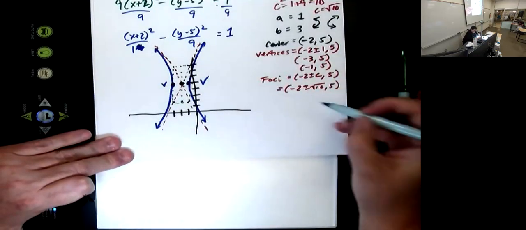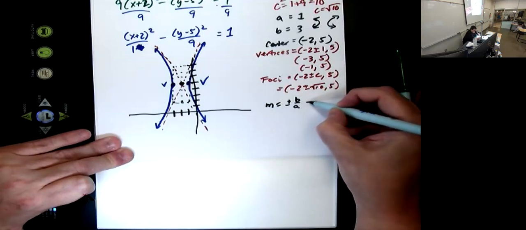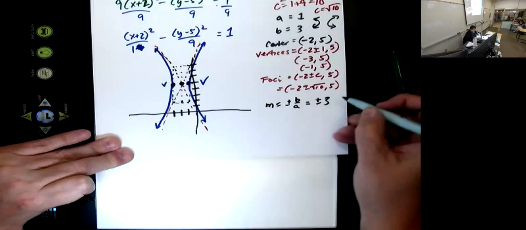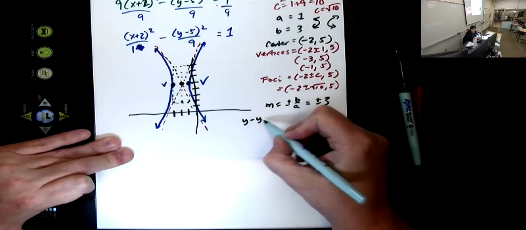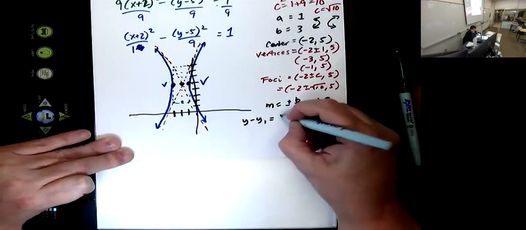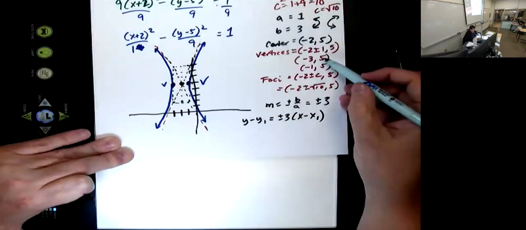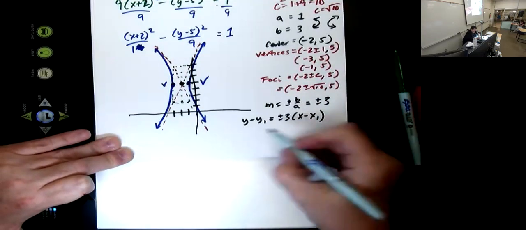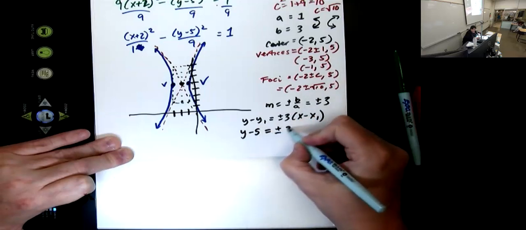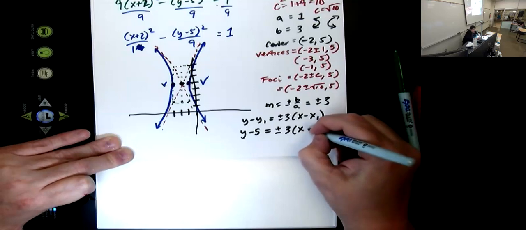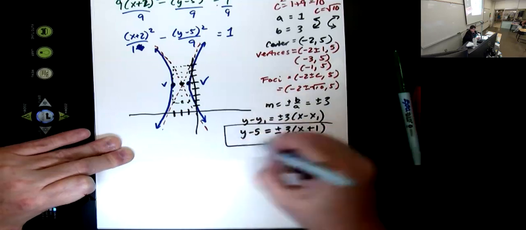My slope for my asymptotes is plus or minus b over a, which is plus or minus 3. So we're going to do y minus y1 equals plus or minus 3 times x minus x1. We'll pick a vertex. -1, 5 looks good. Y minus 5 equals plus or minus 3 times x minus -1, which is going to be plus 1. So those are the asymptotes.